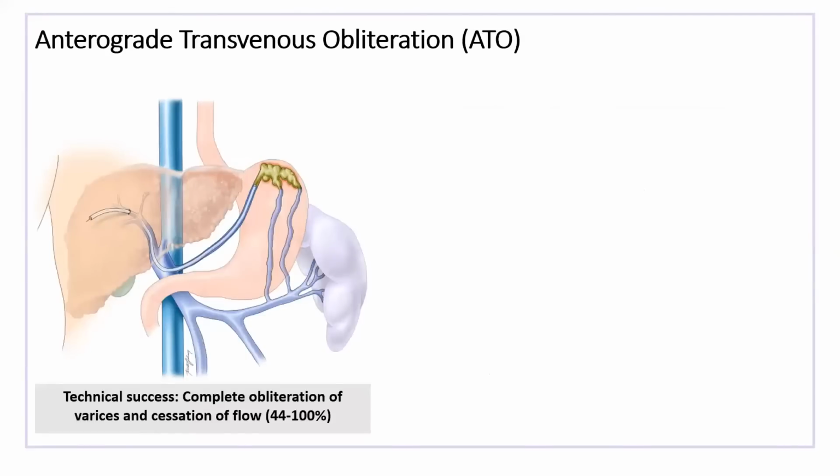This is anterograde transvenous obliteration. You can see that in this, if you look at the diagram, there is percutaneous access to this left gastric vein, which is feeding these nidus of varices, these GOV2s. Now, you can see that there is no systemic access, such as this gastrorenal shunt in this case.